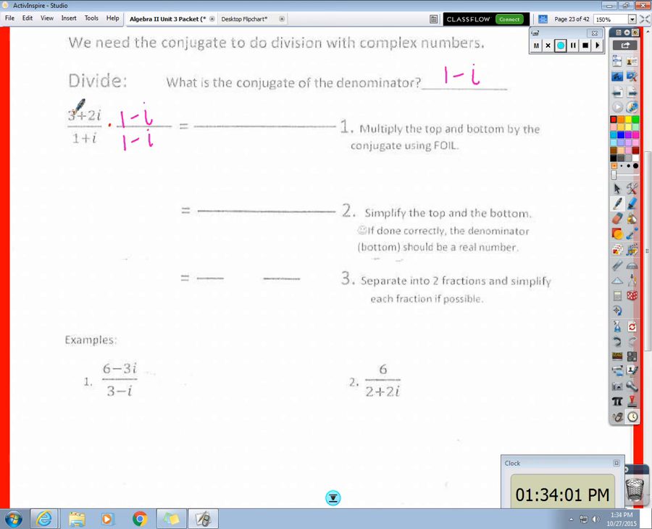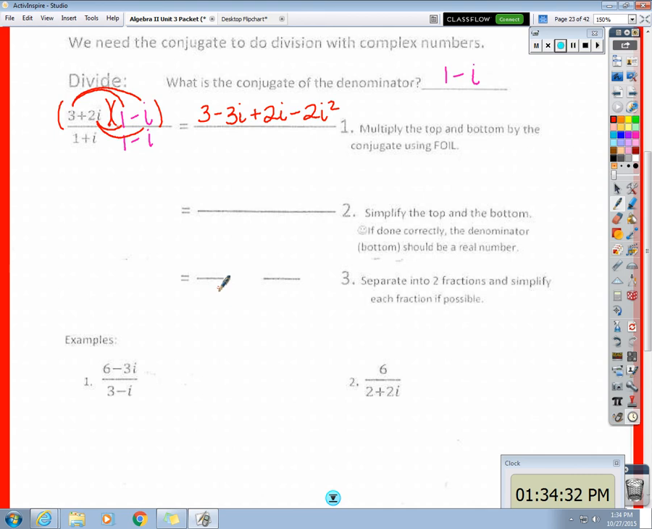FOIL. When you're doing this times this, you're going to have to FOIL, right? You would have only cross multiplied had the equal sign been in between those. Okay, so when I FOIL this, I'll do the 3 times 1, which is 3. 3 times negative i is negative 3i, right? 2i times 1 is positive 2i. And then 2i times negative i is negative 2i squared.